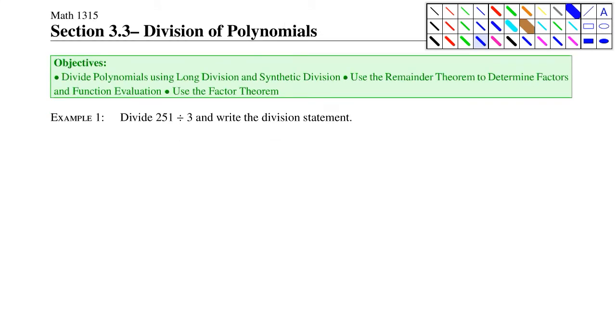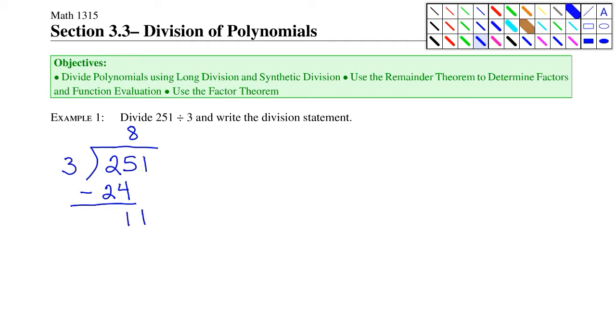So if you want to divide 251 by 3, then you start with 251, and then we use this division symbol, and then the 3 on the outside. And the first thing we do is we say 3 goes into 2, and it doesn't do that. So then we say 3 goes into 25 8 times, and then we multiply. So 8 times 3 is 24. And then we subtract, and 25 minus 24 is 1.